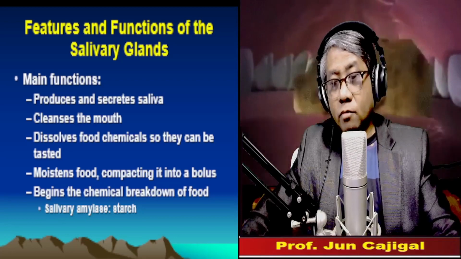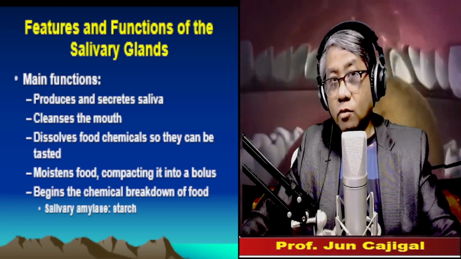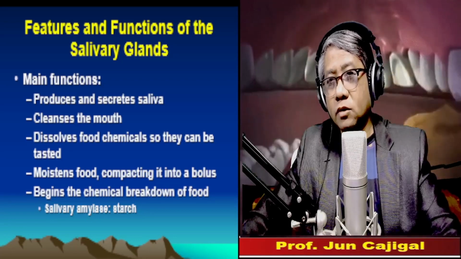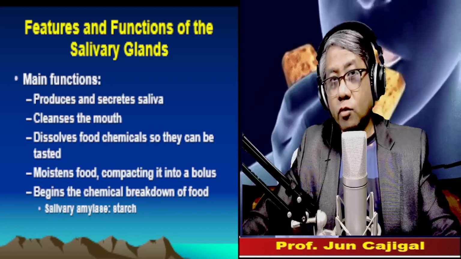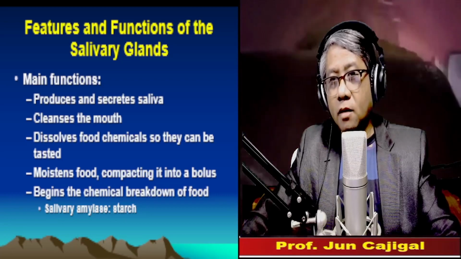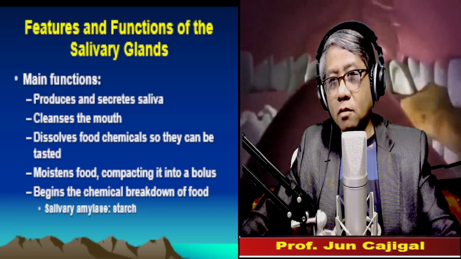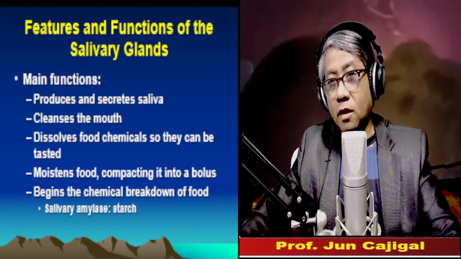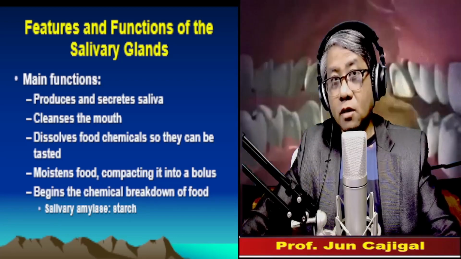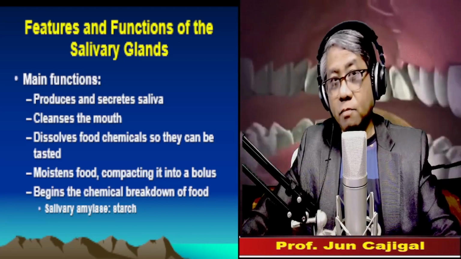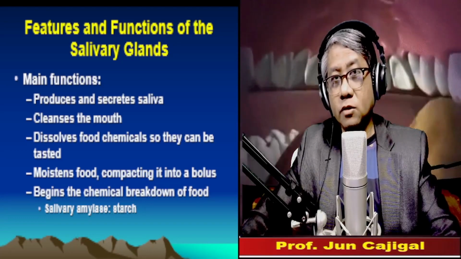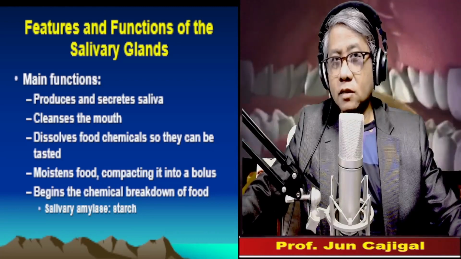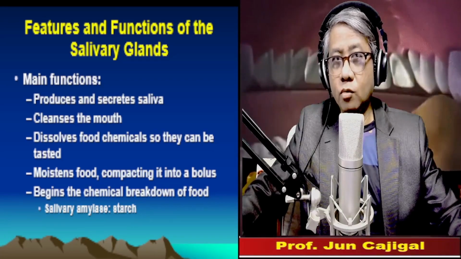The saliva produced in the salivary glands moistens food, compacting it into a bolus. Then, the saliva begins the chemical breakdown of food because saliva contains the enzyme called salivary amylase, which breaks down carbohydrates, specifically starch, into its smallest units. So, saliva initiates the chemical breakdown of food.